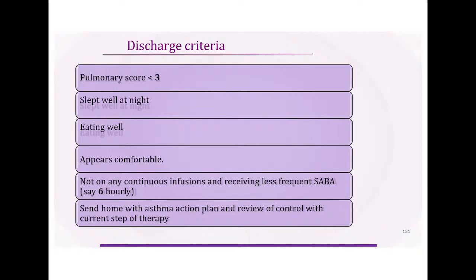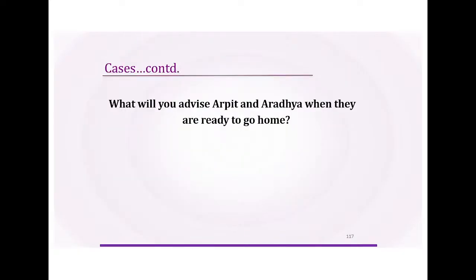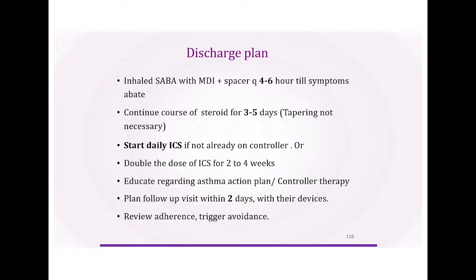So, discharge criteria is pulmonary score less than 3. So, should sleep. There should not be any nighttime awakening symptoms. Eating well. Should look comfortable, and not on any continuous infusion or receiving SABA like 6 hourly doses. Then only you can discharge for home management, and again send home with asthma action plan and review of current treatment strategy. So, क्या एडवाइस करोगे?